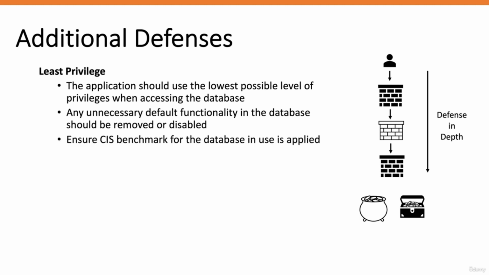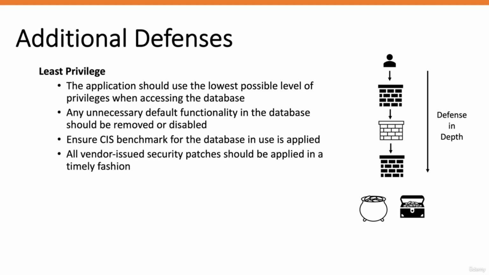Ensure CIS benchmarks for the database in use are applied. There are benchmarks for most of the databases out there, and these are rules on the way to configure your database in order to ensure that it's secure. It includes things like the application should use the lowest possible level of privilege and removing any default functionality and so on. And last but not least, this one's obvious, all vendor-issued security patches should be applied in a timely fashion. So if you get notified that the database version that you're using is vulnerable to some kind of vulnerability, then you should patch your database as soon as possible to decrease the window of time that the attacker has to attack your database and to exploit the vulnerability.